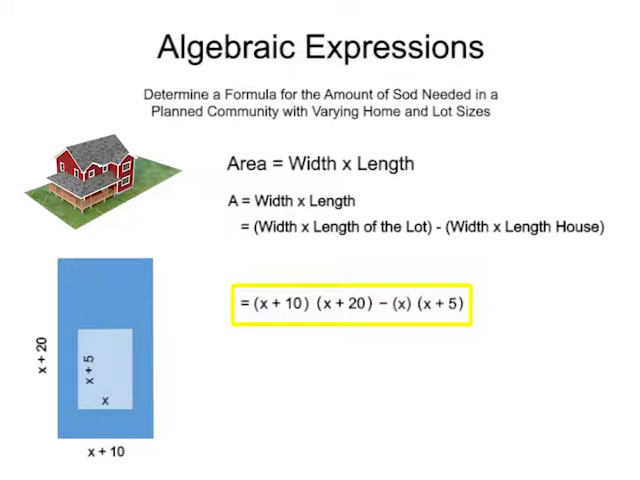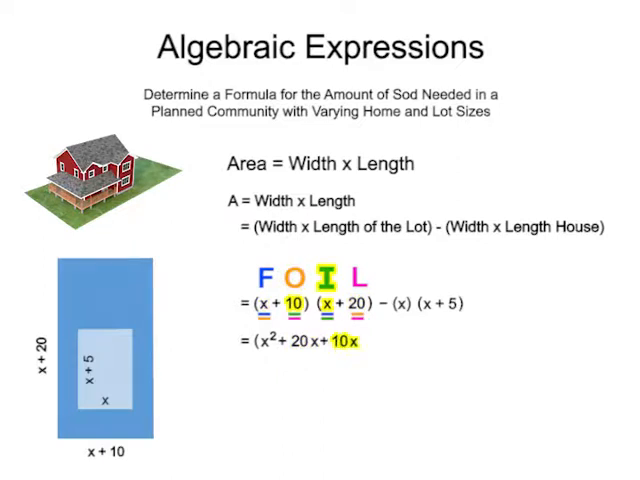The next step is to accomplish any multiplication or division from left to right. The first items multiplied are x plus 10 times x plus 20. To multiply these binomials, multiply the first terms, the outer terms, the inner terms, and the last terms. Multiplying the first terms yields x squared. Multiplying the outer terms yields 20x. Multiplying the inner terms yields 10x. And multiplying the last terms yields 200.